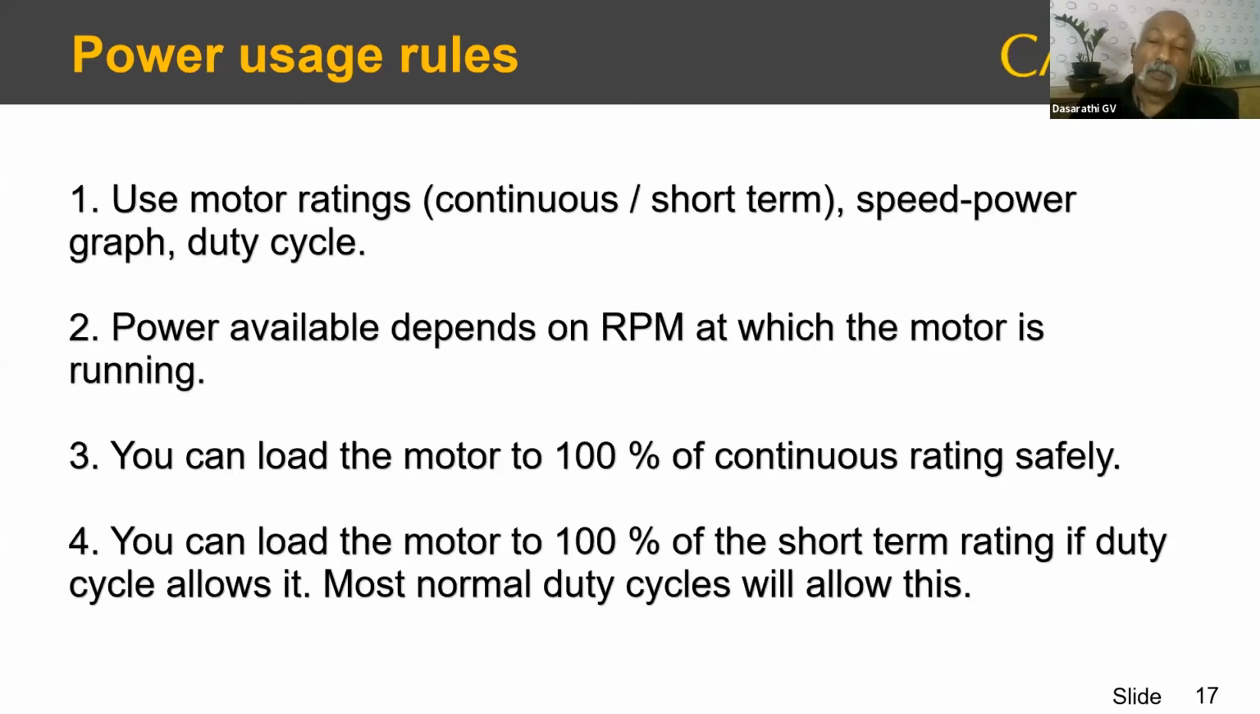But if you really know your duty cycle and so on, and you are confident that the power is not going to go to that extent so that it will get heated up, then go to the short-term rating also, which is 22 kilowatt. Or let's say 5.5/7.5, 7.5/11, right? These are all continuous and short-term ratings.